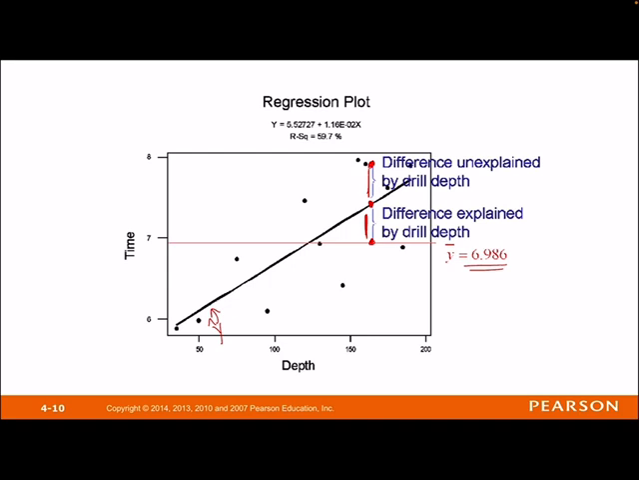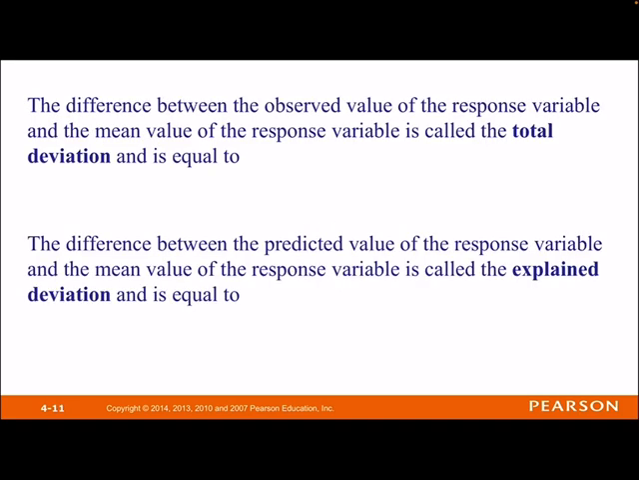So we have y bar and y hat. Look at what the words say here. Above your line is the difference unexplained by the drill depth, and on the bottom we have the difference explained by the drill depth. The difference between the observed value of the response variable and the mean value of the response variable is called the total deviation, and that equals y minus y bar. I got ahead of myself there. So that's what your total deviation is going to equal.